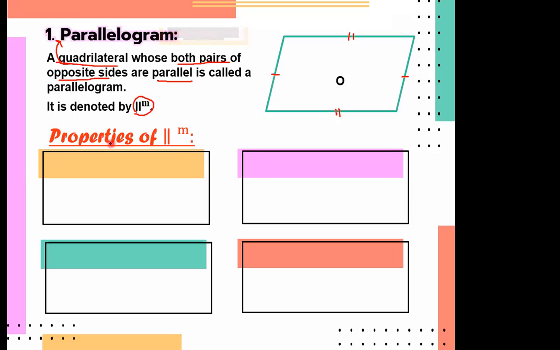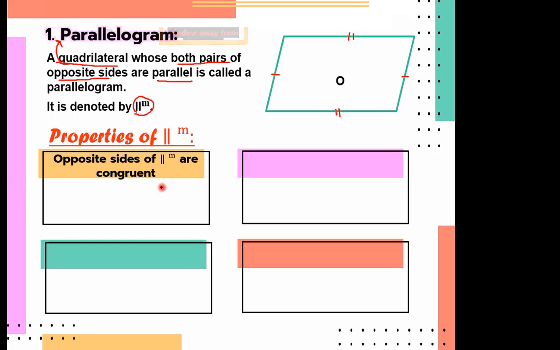Now I am going to tell you some properties of parallelograms, and these properties are very important. You have to learn each and every property of the quadrilateral. The first property of a parallelogram is that opposite sides of a parallelogram are congruent. Opposite sides mean I am talking about this side and this side, and this side and this side. So the opposite sides of a parallelogram are congruent.